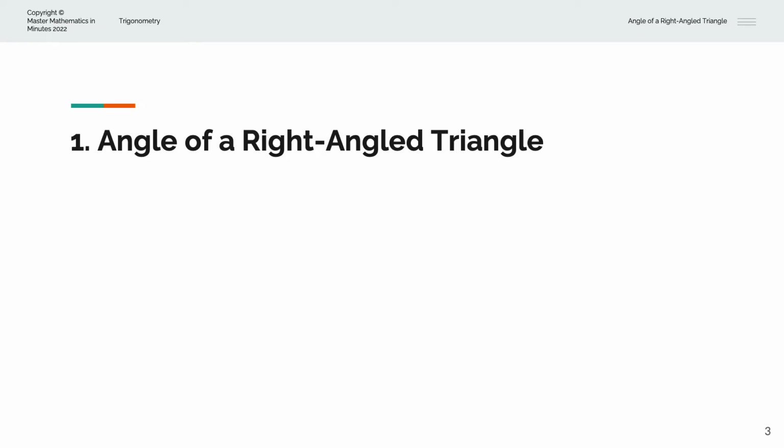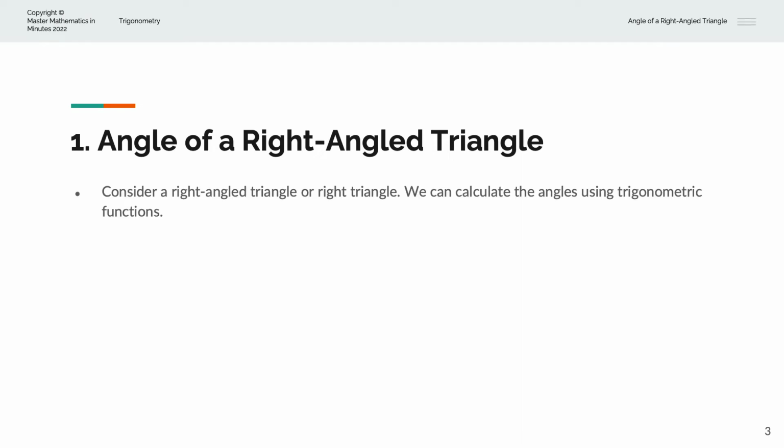So, how do we calculate the angle of a right angle triangle? Consider a right angle triangle or right triangle. We can calculate the angles using trigonometric functions. Visually, we have a right angle triangle, and we'll label this angle here as theta.